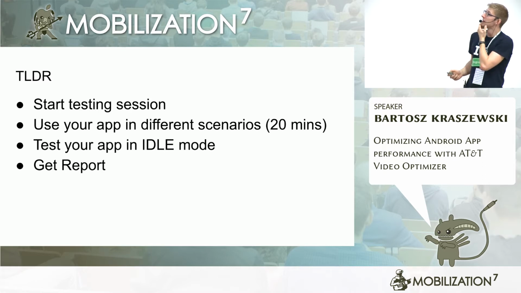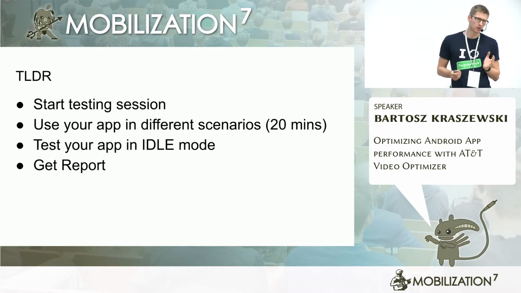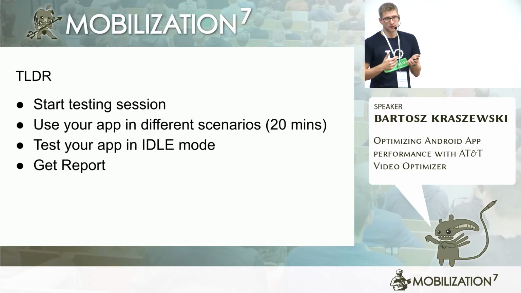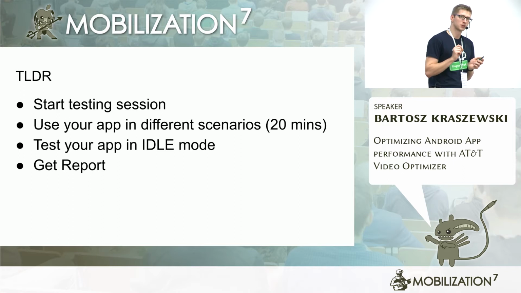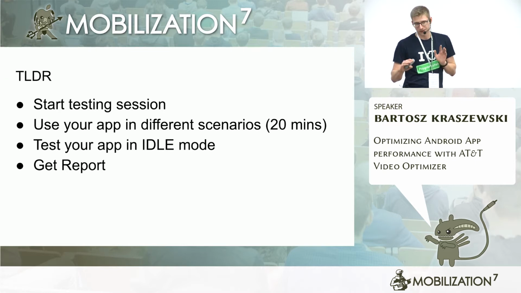Okay. So to sum up, you just have to install the desktop version and start your testing session. One testing session should be about 20 minutes of normal usage. So you just have to log in, register, just browse the feed. Typical stuff users do. And what's also cool, it's really good if you remember to test your application in idle mode. That means just keep the phone lying there, doing nothing. Maybe you have some background calls. It's also important to test that you're not draining the battery when the phone is totally unused.